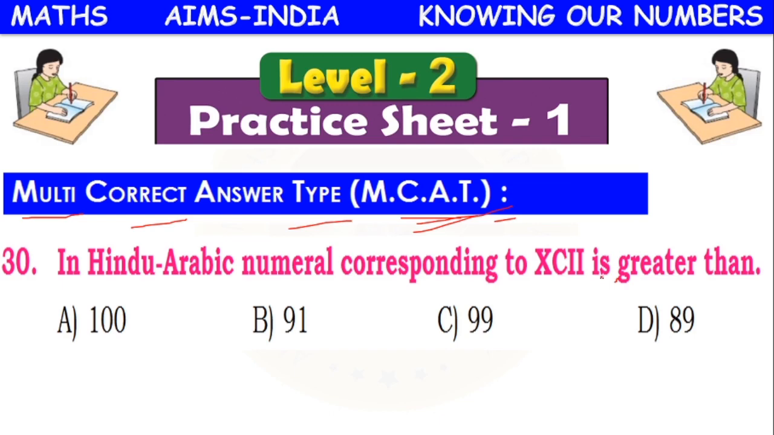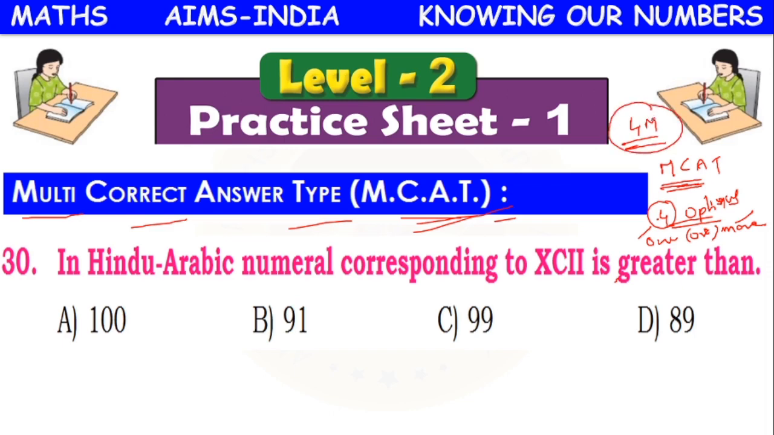Multi correct answer type means each question will be given 4 options. From those 4 options, one or more may be the correct answer. One or more may be the correct answer. Each question will have 4 marks. So each MCAT question carries 4 marks. Let's discuss these question types.